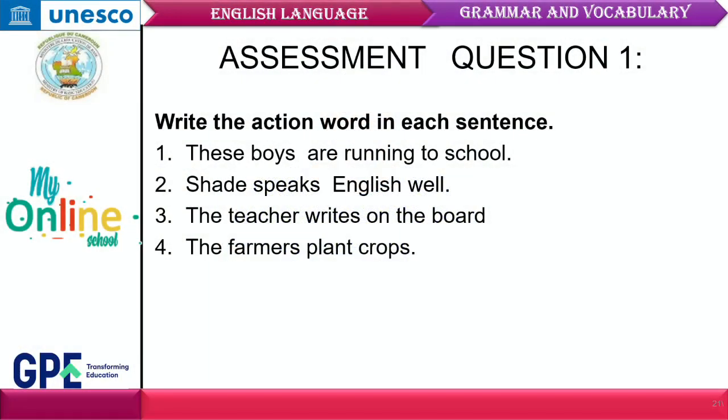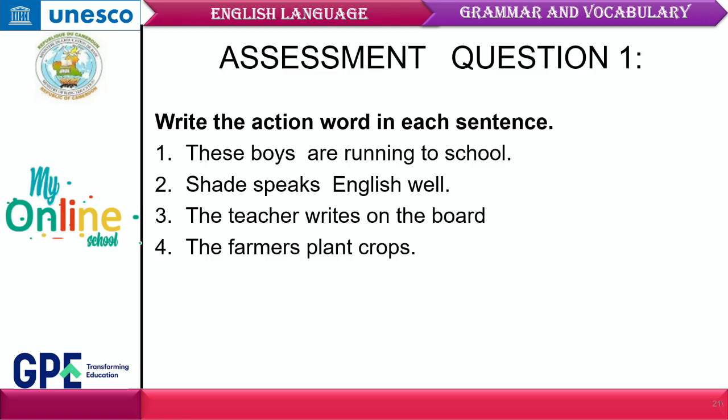I hope you are following up. To prove that you've been following up, you are going to do this exercise. One: write the action word in each sentence. Write just the action word. These boys are running to school. Shade speaks English well. The teacher writes on the board.